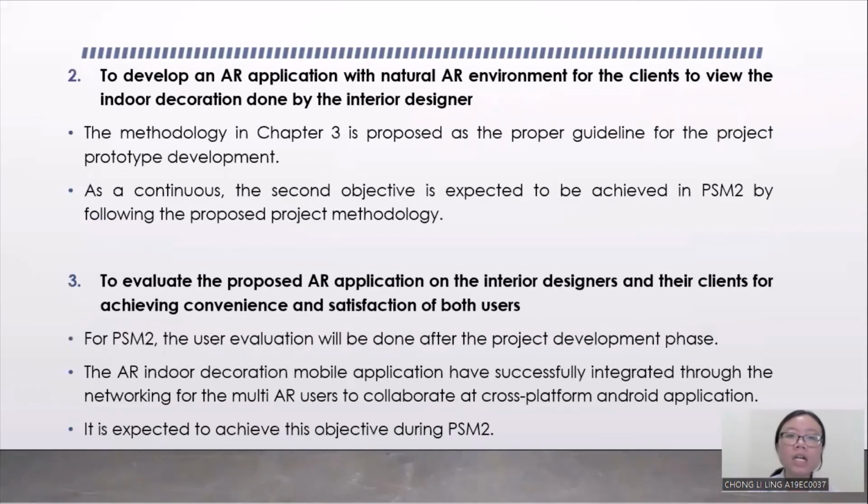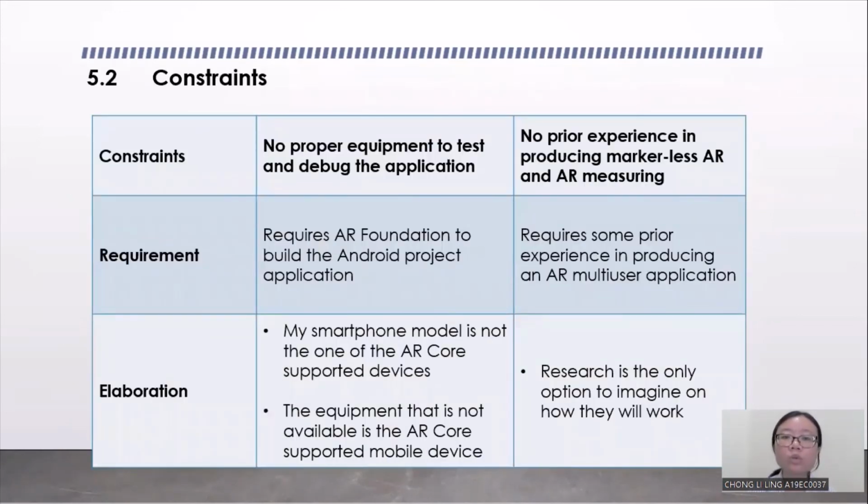So next, there are 2 objectives that will be continued to be achieved in PSM2, which is to develop an AR application and evaluate the proposed AR application. So next, there are 2 constraints, which are no proper equipment to test and debug the application, and no prior experience in producing markerless AR and AR measuring.